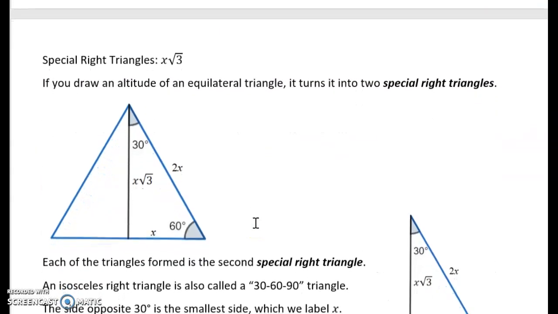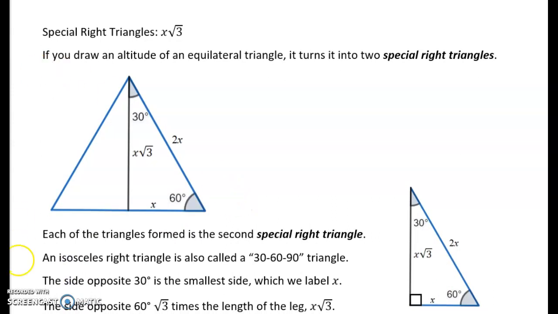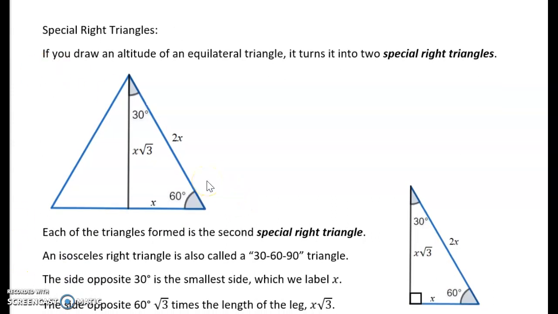Now, this one is an equilateral triangle. And we've drawn the altitude. So you're looking at an altitude of a triangle here. That's a right angle. And what that really makes is two special right triangles, what we call 30-60-90 triangles. Again, 30, 60, 90, that's the angles.